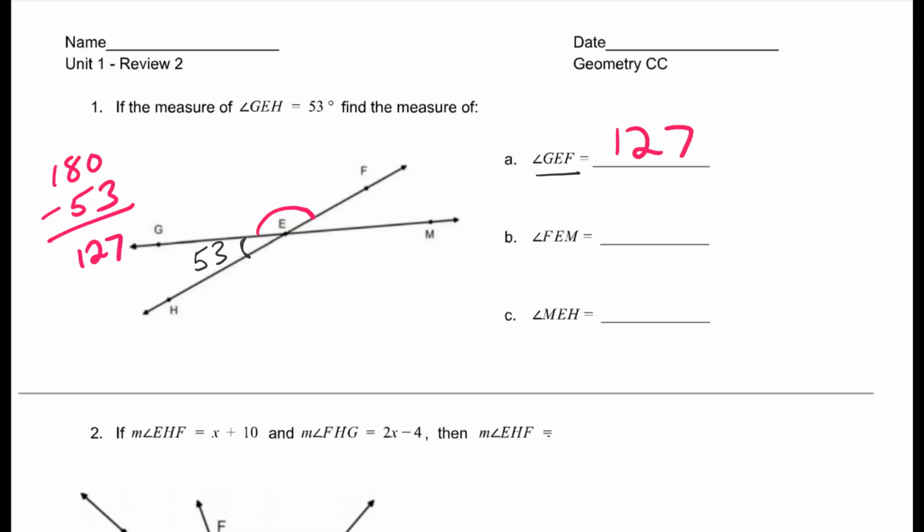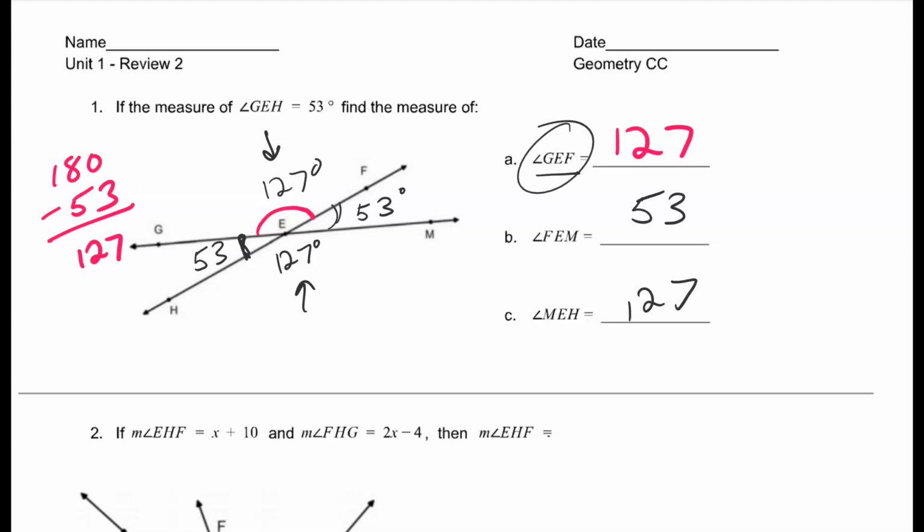For FEM on the other side there, I notice that that angle is also supplementary to the 127, so I could subtract it from 180 if I want to, but I recognize that it's a vertical angle with GEH because it's across when two lines intersect, and vertical angles are always congruent. By a similar argument, if I know that that's 127 up there, angle MEH should also be 127 because it's a vertical angle with angle GEF.